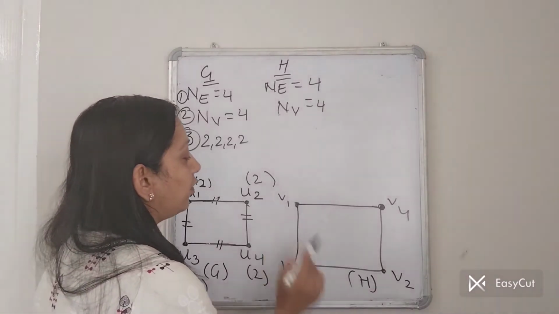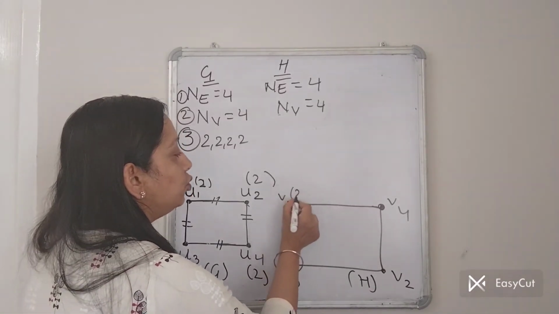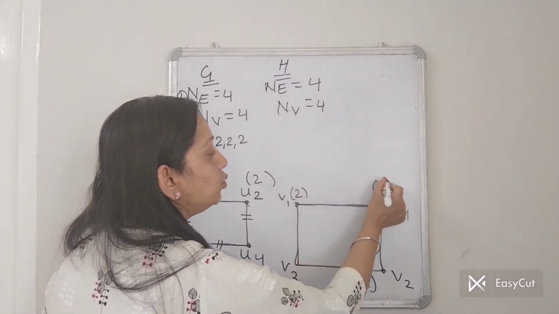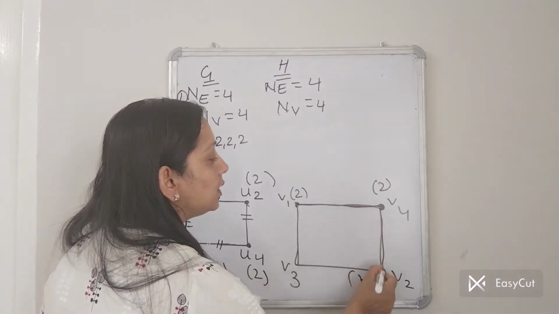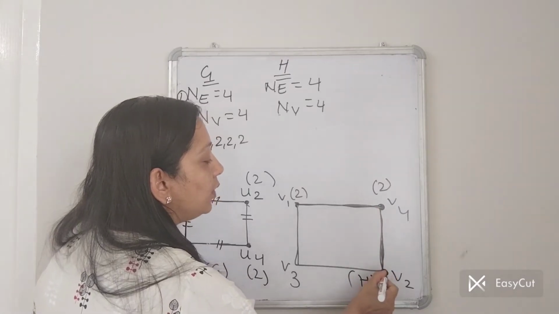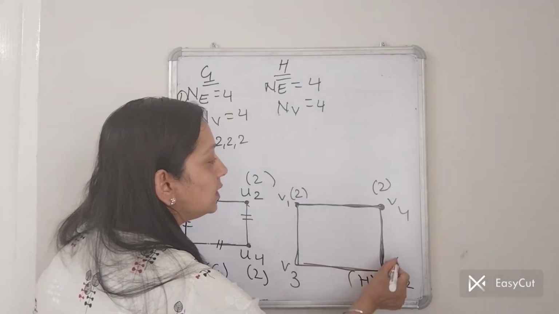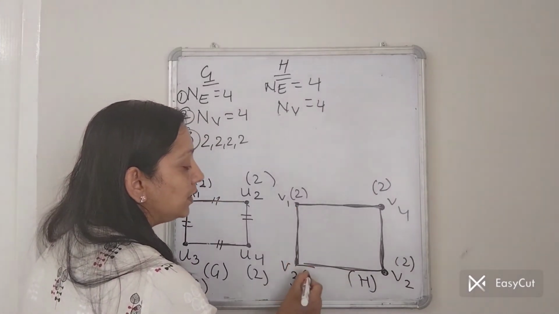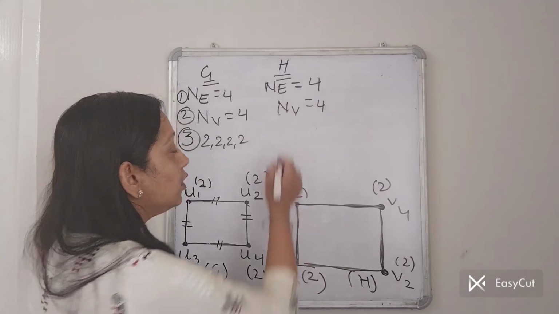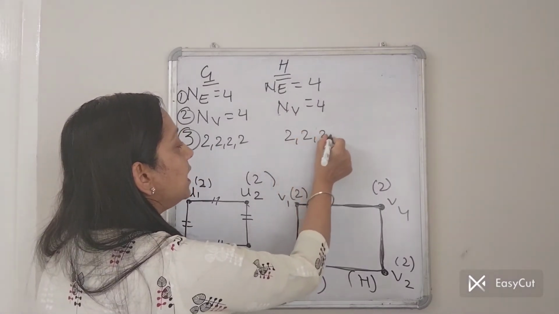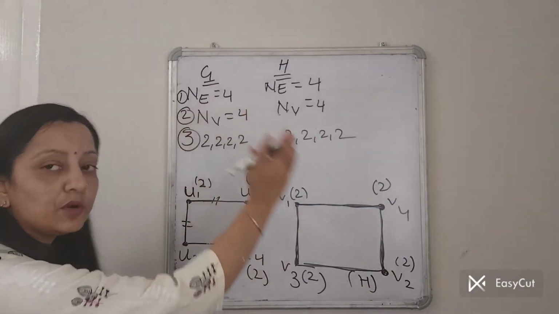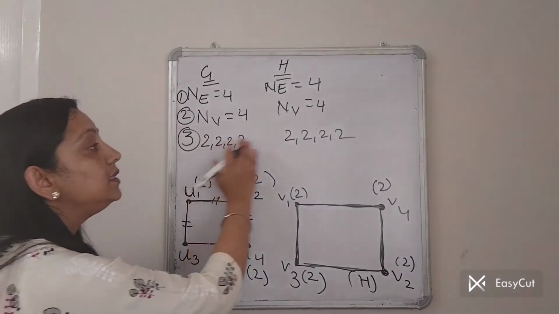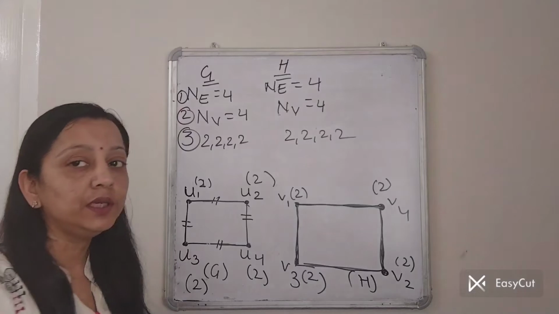Then if I check for graph H, the degree of V1 is 2 since it has 2 edges incident on it. Degree of V4 is again 2. Then the degree of V2 is 2, and the degree of V3 is also 2. So again the degree sequence is the same here. So we have the same number of edges in both graphs, the same number of vertices in both graphs, and the degree sequence is also the same for both graphs.